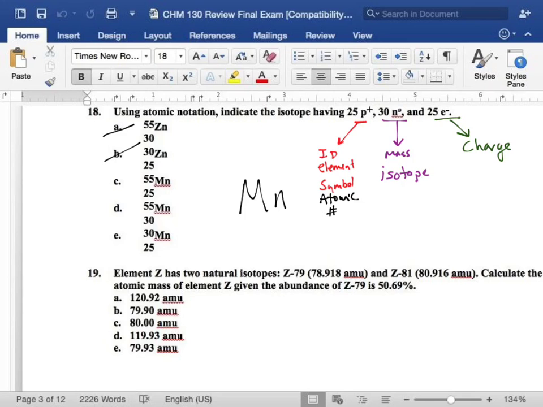Charge is always specified in the upper right-hand corner. If there is no charge in any of our answers, the electrons will not change. They must equal the number of protons, which means electrons are irrelevant to our question. I don't care to even look at that. Okay.